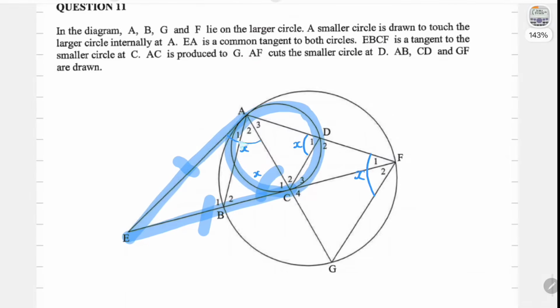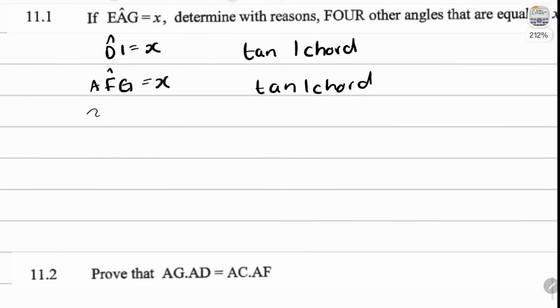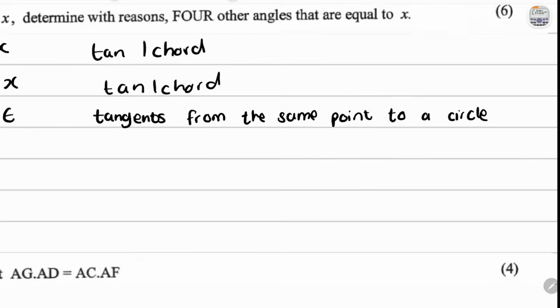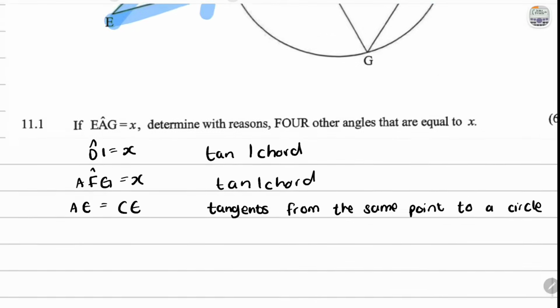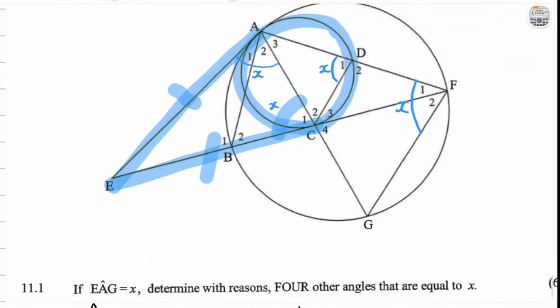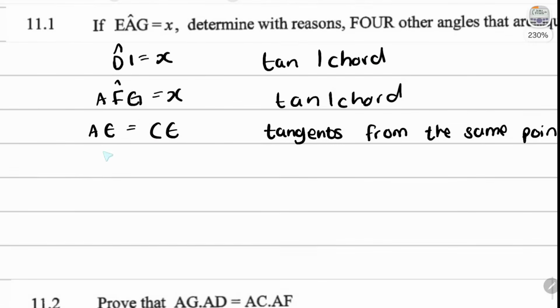So we'll first tell them about AE and CE being exactly the same. So AE is equal to CE because of tangents drawn from the same point are equal. Okay, this is specifically tangents drawn from the same point to a circle are equal. Since those are equal, that makes that an isosceles triangle, and so angle C1 is also equal to X.